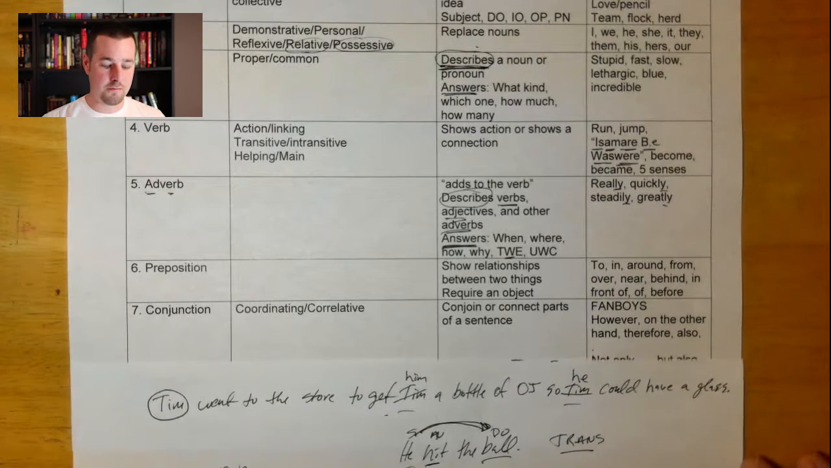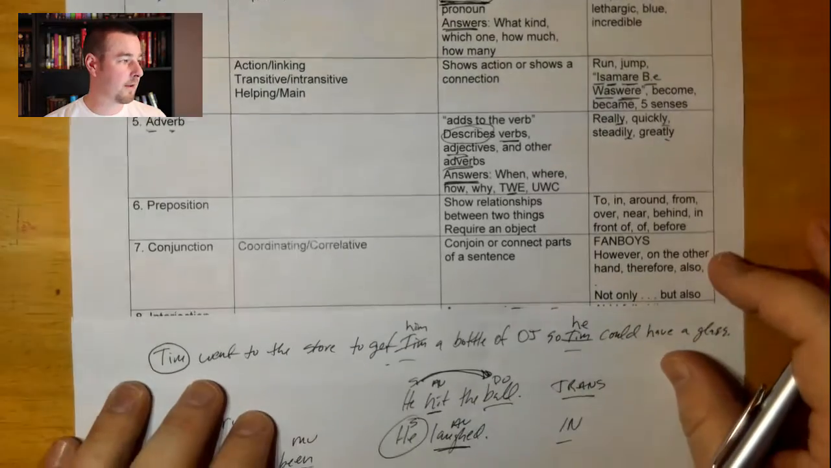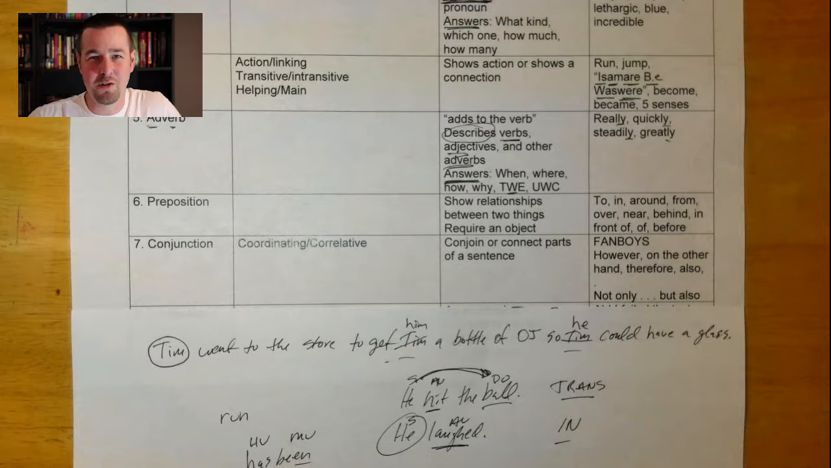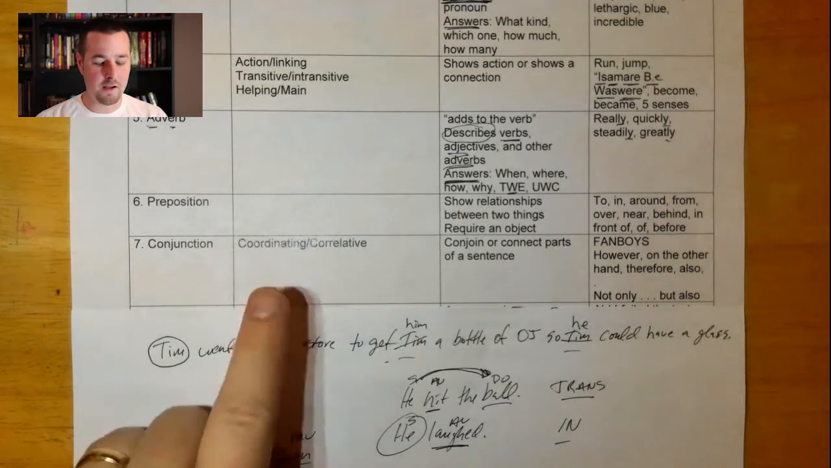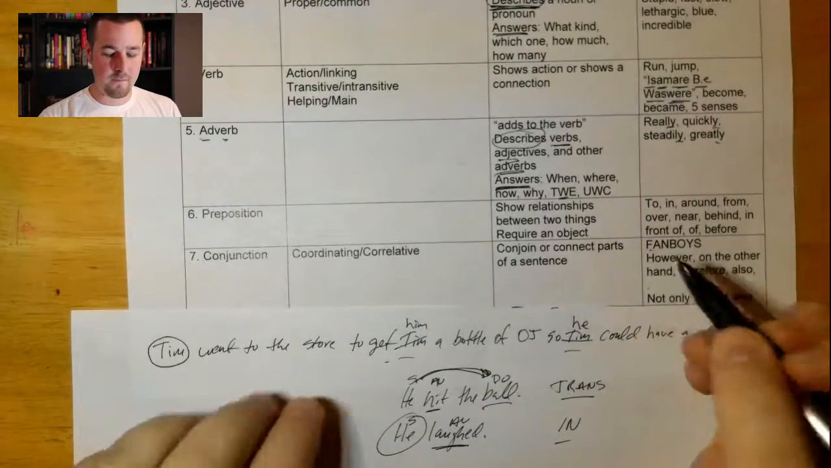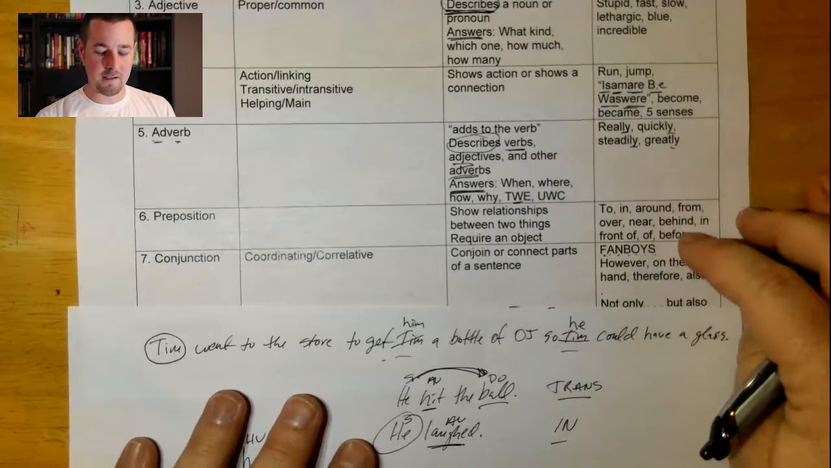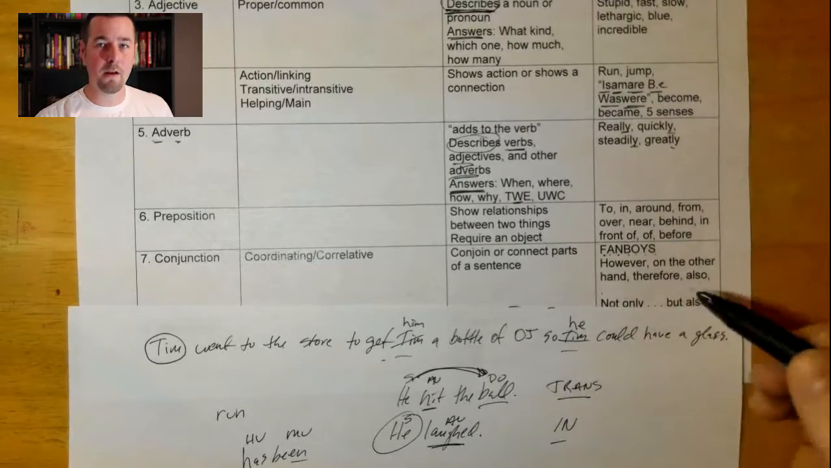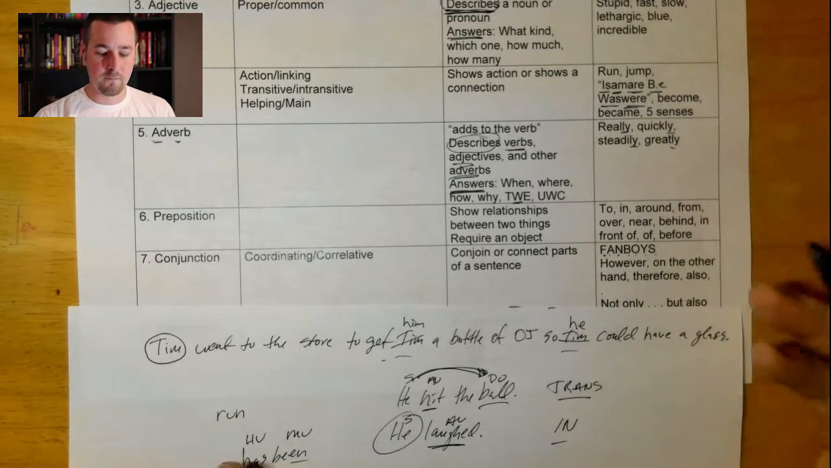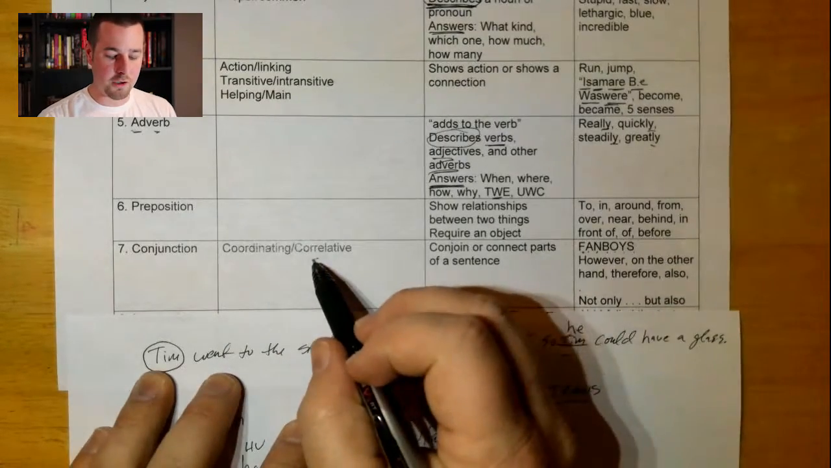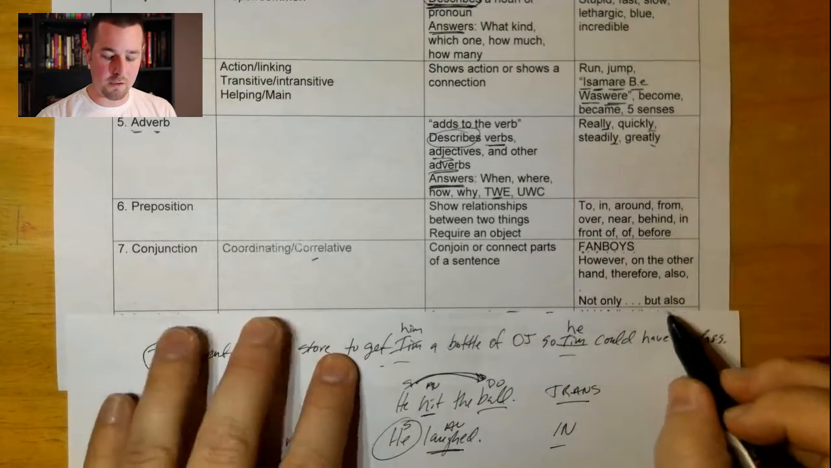All right, next one is conjunction. You might recognize this from your elementary school days. You probably want to go to YouTube and look up Conjunction Junction on Schoolhouse Rock. That'll certainly help you remember what they are. You have coordinating and you have correlative. Your coordinating conjunctions are your FANBOYS: for, and, nor, but, or, yet, so. Again, that's for, and, nor, but, or, yet, so. Those are your main conjunctions, your coordinating conjunctions. Your correlative conjunctions are the not only and but also.